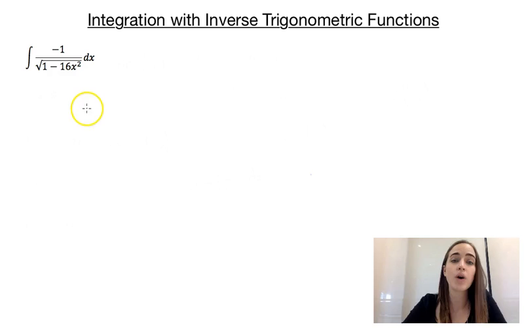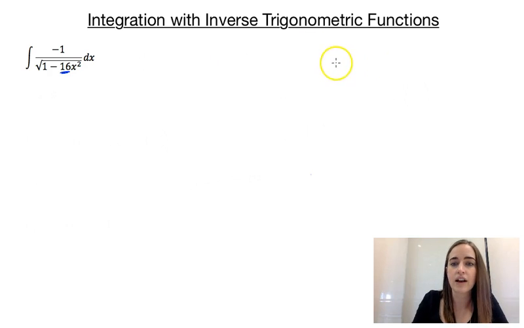Okay, so for this example, we're trying to find the integral of minus 1 over the square root of 1 minus 16x squared dx. So the problem at the moment is this 16 here. Every form that we have has that x squared having a coefficient of 1. So we're going to have to manipulate this so that it does have a coefficient of 1. So what we're going to do, off to the side here, I'm just going to write out what that denominator is. So 1 minus 16x squared. And I'm going to manipulate this and then put it back in.